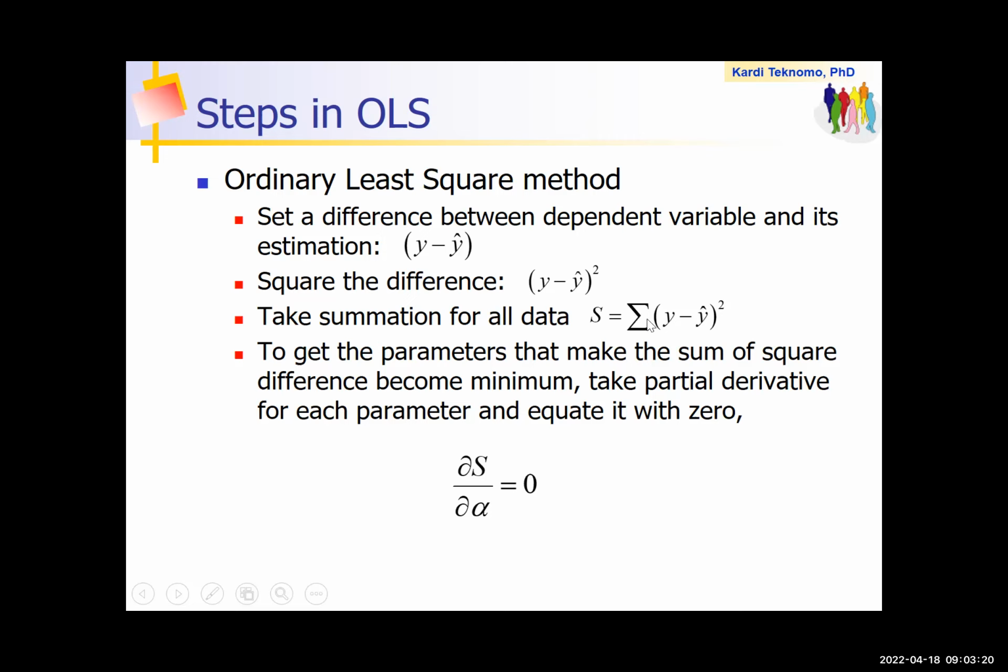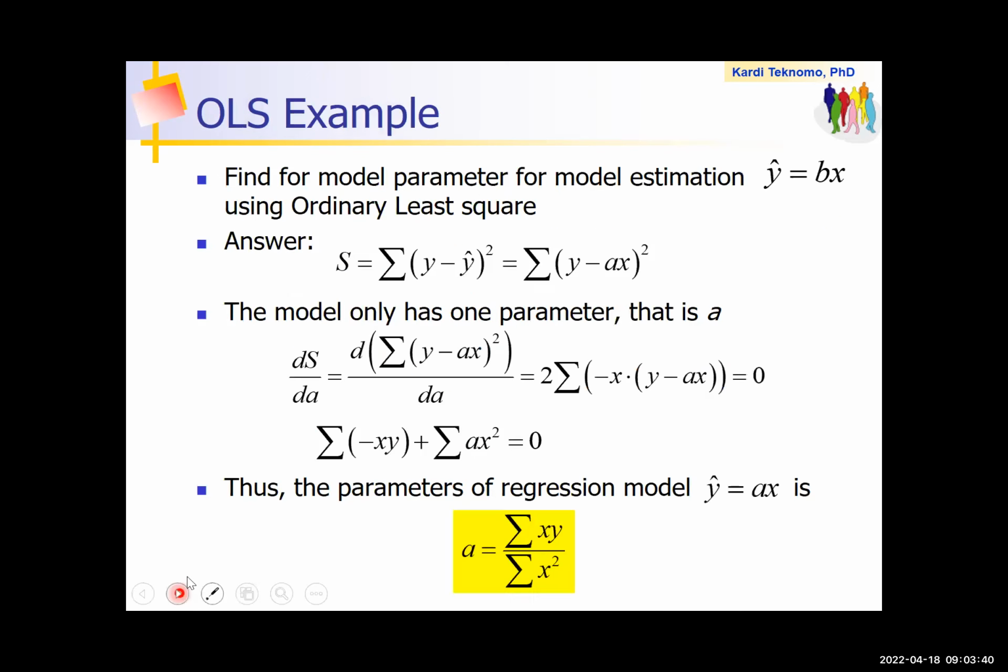So this is the square of error basically, right? After that, what you will do is take this sum square of error, and then you take the partial derivative for each parameter and equate it to 0. Okay? So this is the example.